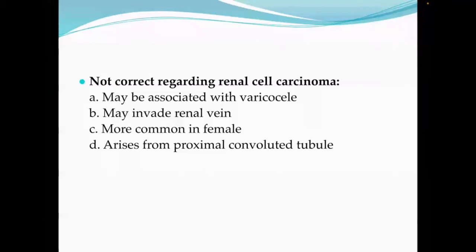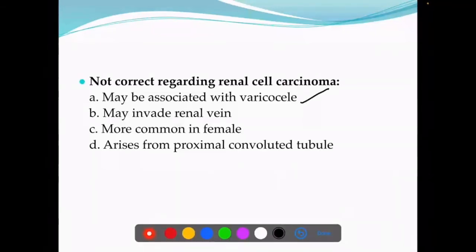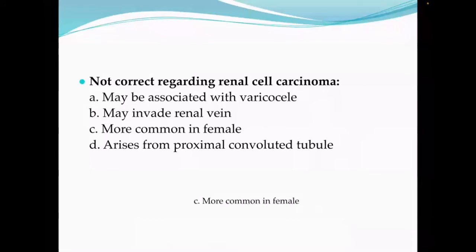Not correct regarding RCC. It can associate with varicocele. I've already explained, if there's an obstruction of IVC, it can cause varicocele. It may involve the renal vein because the thrombus goes through the renal vein. Okay. It arises from the proximal tubule. Yes. It is common in female? No. Male is more affected, either 2:1 or 3:2. So the chance of RCC is more common in male than female. So the wrong statement is C, more common in female. It's wrong. Okay.